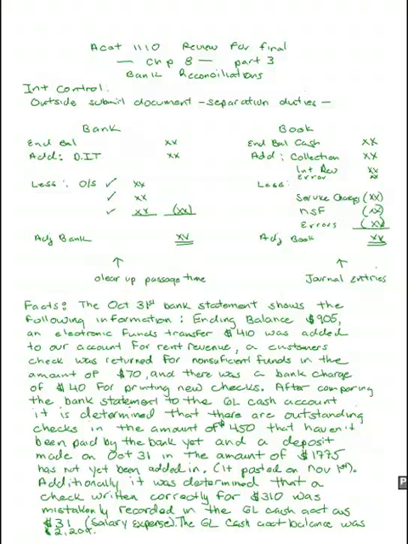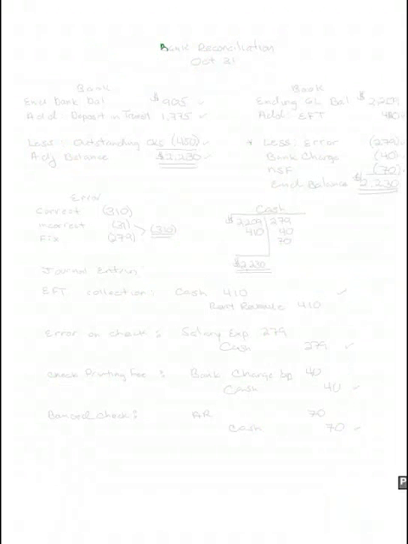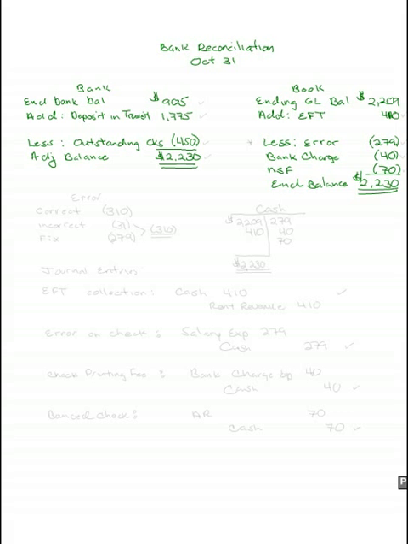So, there's your facts. What I would like you to do is to put this on pause and create for me a bank reconciliation as of October 31st, reconciling the bank's records with the books. So put this on pause, and using that information, go ahead and make a bank reconciliation. Welcome back. How did you do?